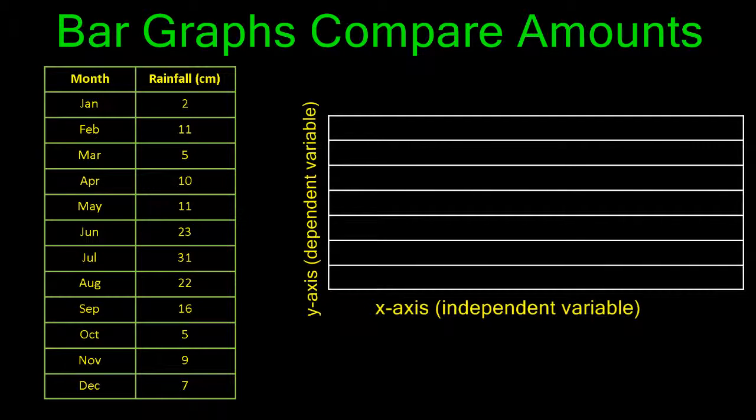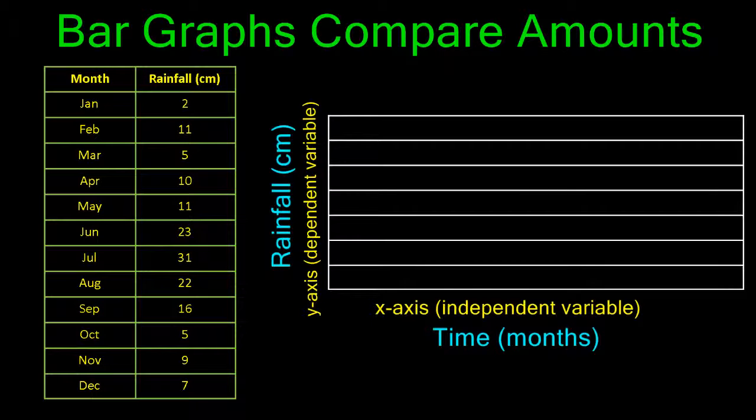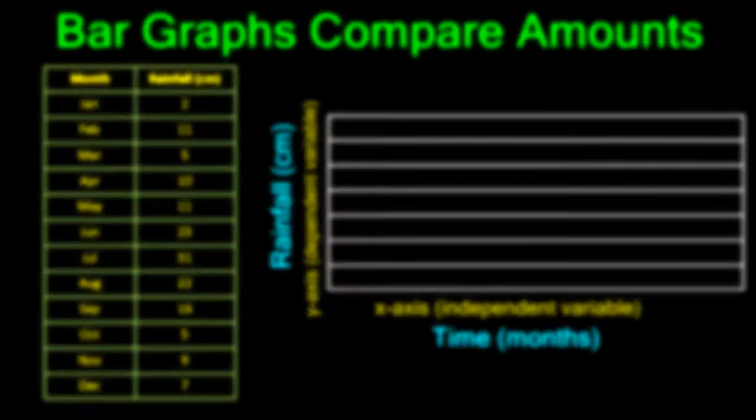In this case, our independent variable is the time in months, so we'll place that along the x-axis. Our dependent variable is what we're discovering throughout the course of our experiment. In this case, we're measuring the amount of rainfall that has come down during each month, so we'll place that on our y-axis.